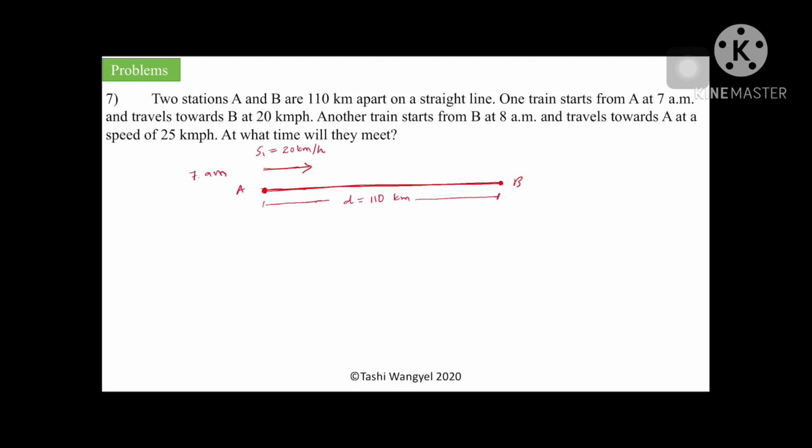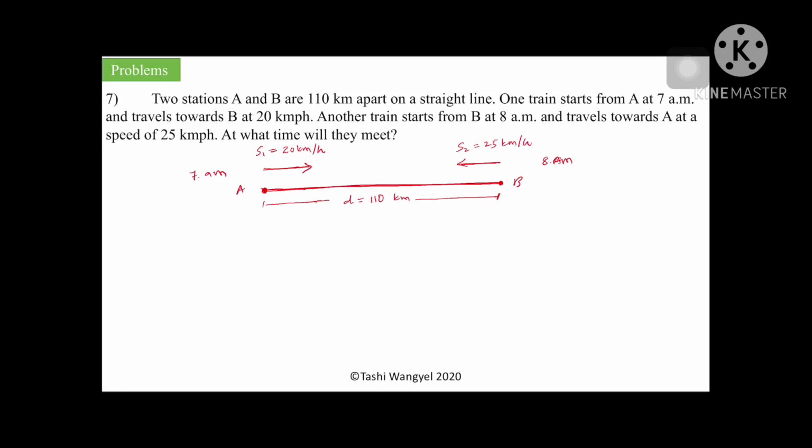The second train, another train, starts from B at 8 a.m. and travels towards A at a speed of 25 km per hour. The next part: at what time will they meet?